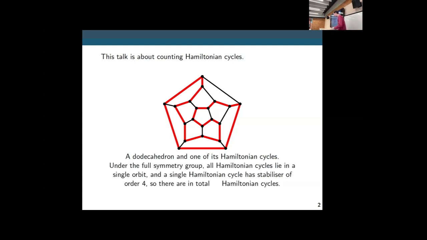Now I really won't do algebra today, but I did want to do a little bit. So how many Hamiltonian cycles does it have? It seems that under the full symmetry group, all Hamiltonian cycles lie in a single orbit. I give you that information. And a single Hamiltonian cycle has stabilizer of order 4. The full symmetry group is 120, right? So then you divide and you get it. This one has 30 Hamiltonian cycles. I'm afraid that will be the only bit of algebra that I will do.